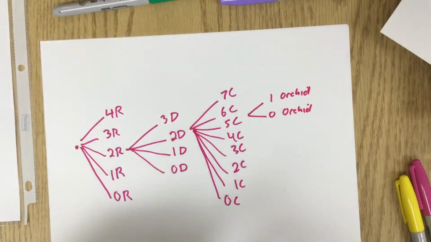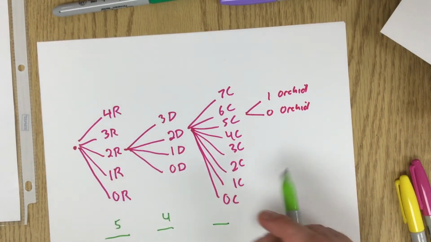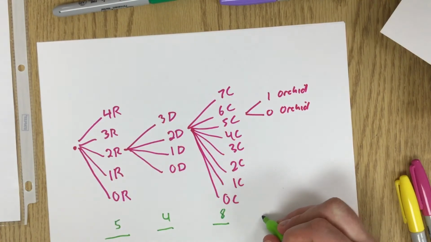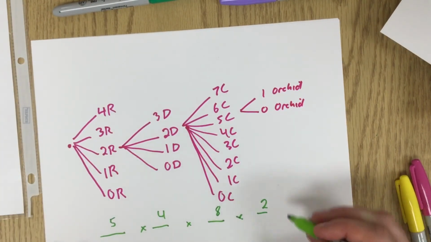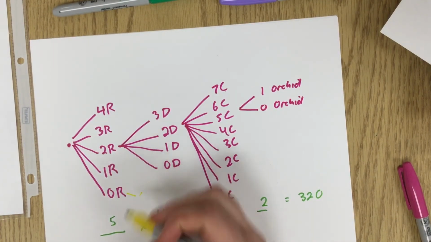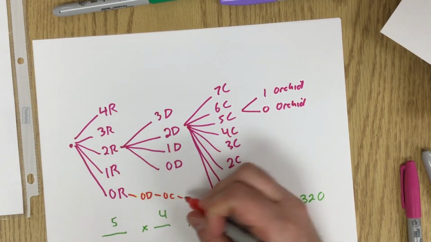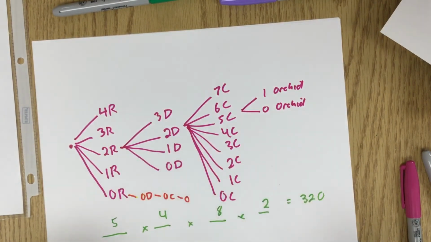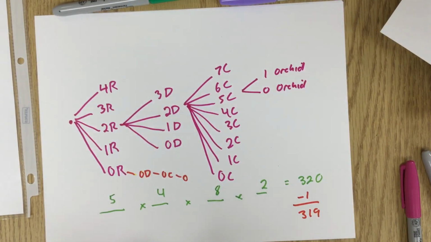So if we look, what does that mean? It means that over here we had 5 times 4 times 8 times 2. And that is going to give us 320 options. Now, of course, one of those 320 options is the 0 roses, 0 daisies, 0 chrysanthemums, and no orchids. So of those 320, one of them is having nothing. So we would subtract 1 and we would get 319. So it would be 319 bouquets we can make with these flowers.